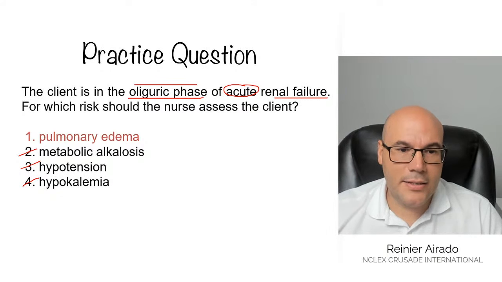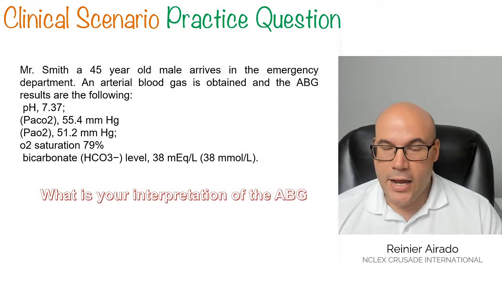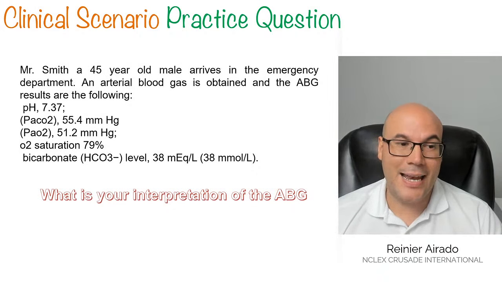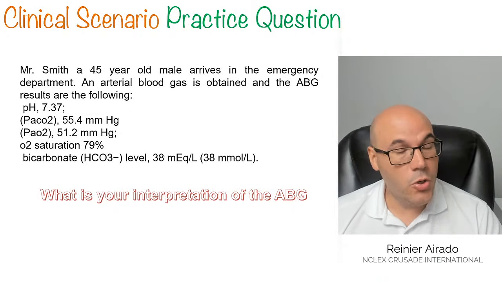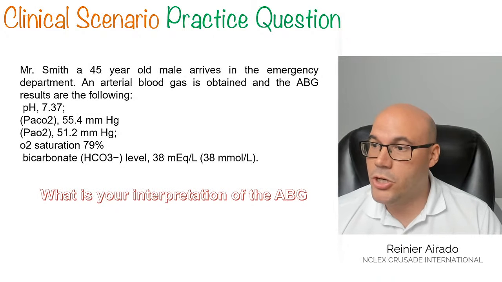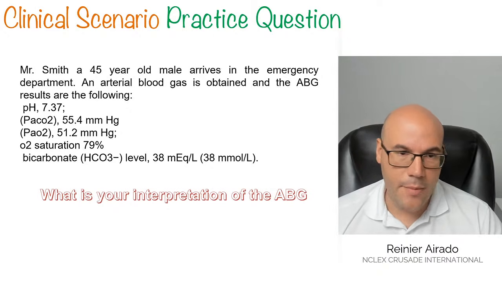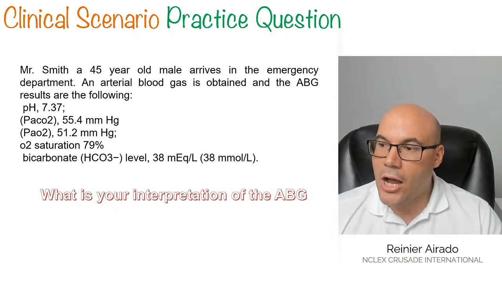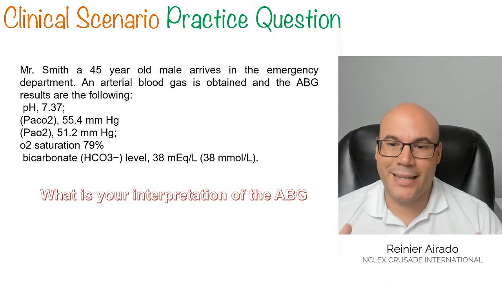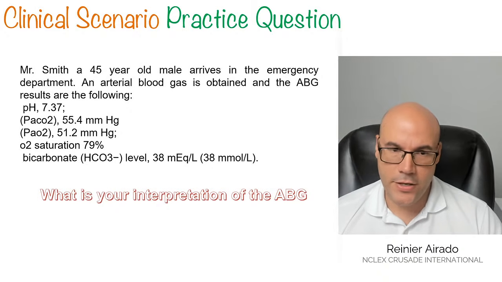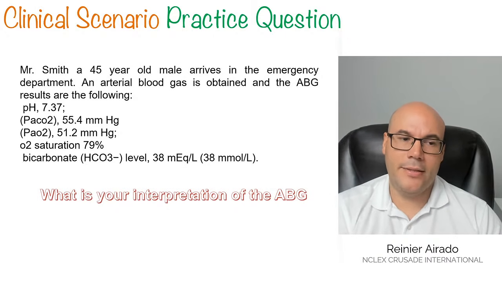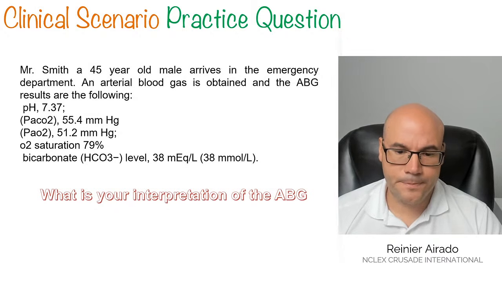So let's go to the next scenario. I did a YouTube live a few weeks ago on the tic-tac-toe method, which is an excellent strategy to interpret arterial blood gas. This question is about interpreting the ABG, the arterial blood gas. I will not go into details on this question here on how to use the tic-tac-toe to interpret the ABG, but it's very simple. Find the video on our channel that talks about the tic-tac-toe strategy.